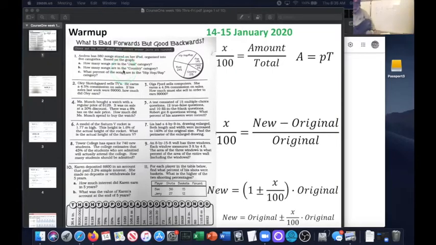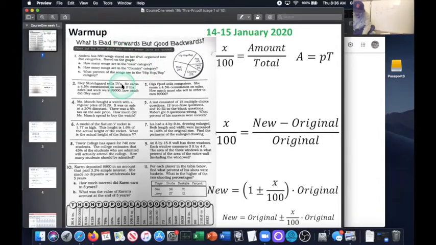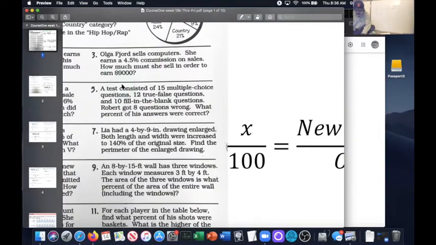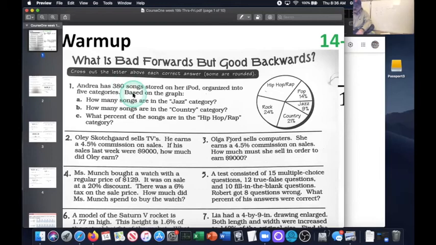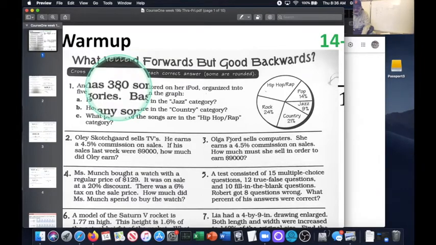Now, hopefully some of these are okay. There are a couple that are tricky. This is a review of something in middle school, but that doesn't mean anything because percentages are something some people will have trouble with. So right here in the first problem, we've got 380 songs. So that's the total.